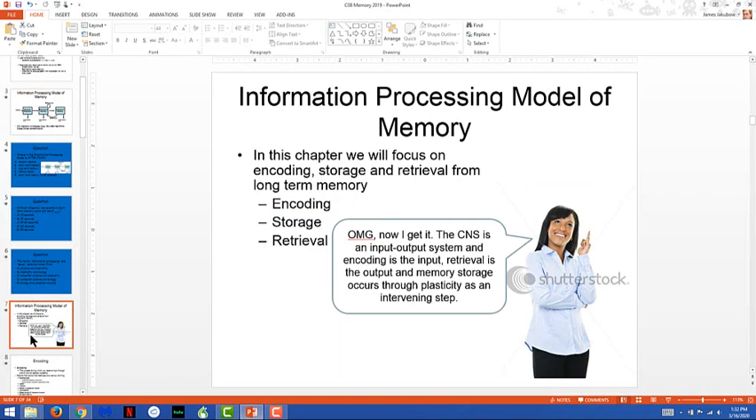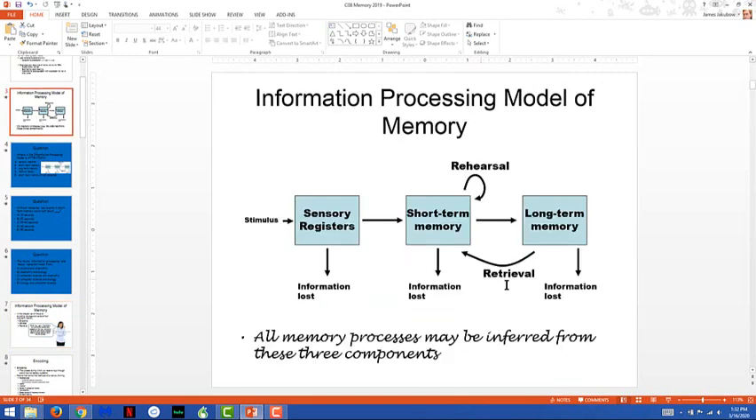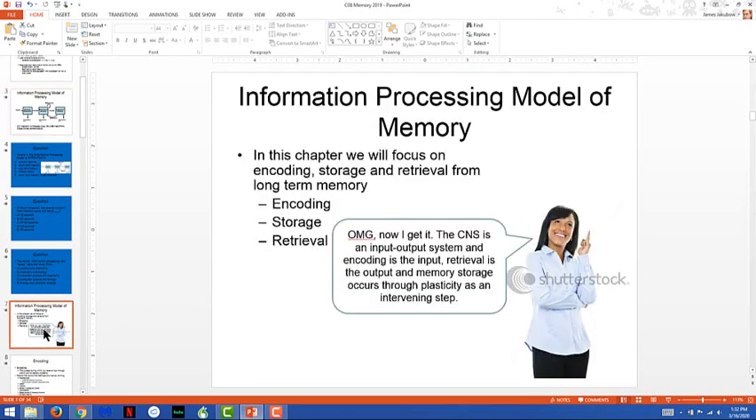Then, here we go. When we look at retrieval, getting information out of your brain, that's always going to be the output component. So retrieval, which you would see here from the third to the second component, is information pulled out of long-term memory, and that information had been stored there. So retrieval is always referring to the output system of your nervous system, the output pathways from your primary motor cortex out to your muscles.